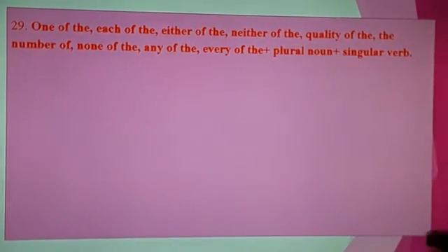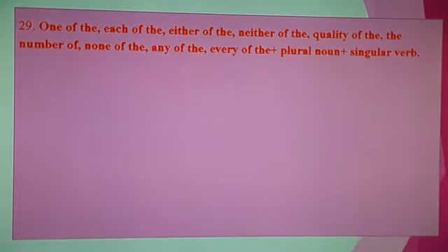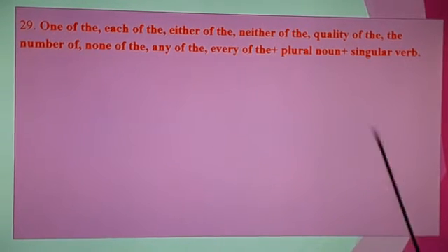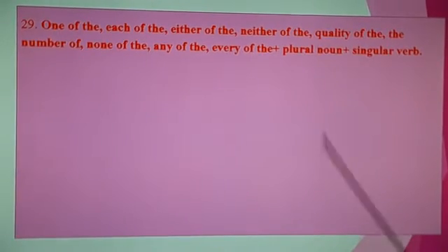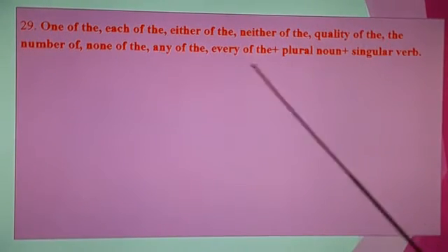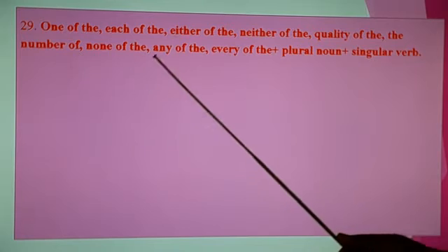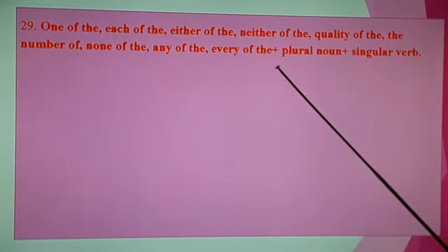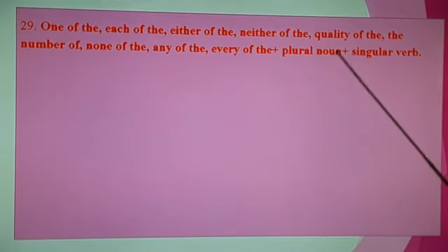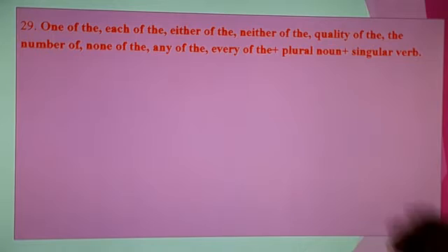All right, dear learners, there is another important rule for you: one of the, each of the, either of the, neither of the, quality of the, number of the, none of the, any of the, every of the. After that, the noun will be plural, but you have to take singular verbs. So have a look.